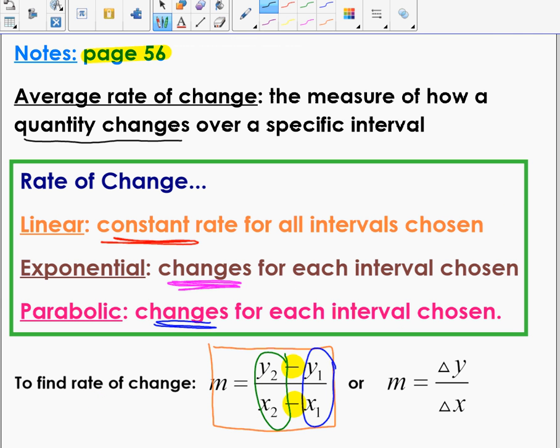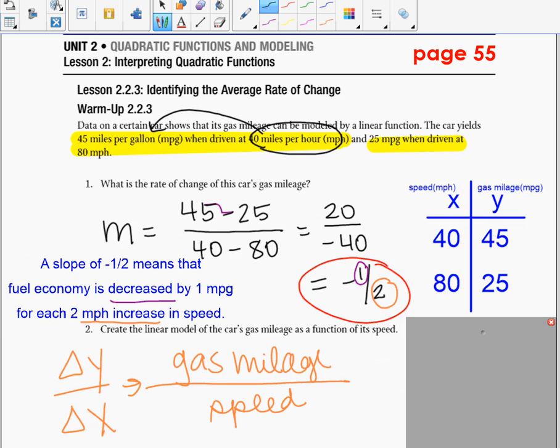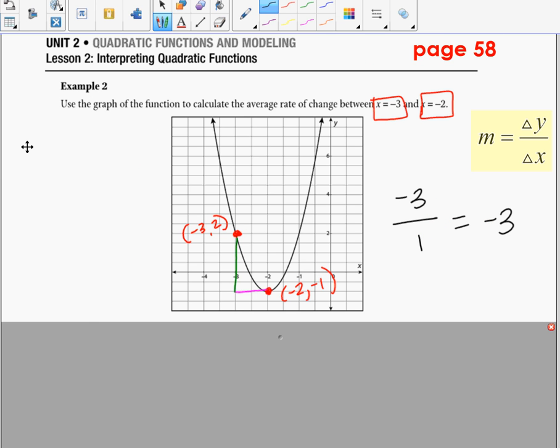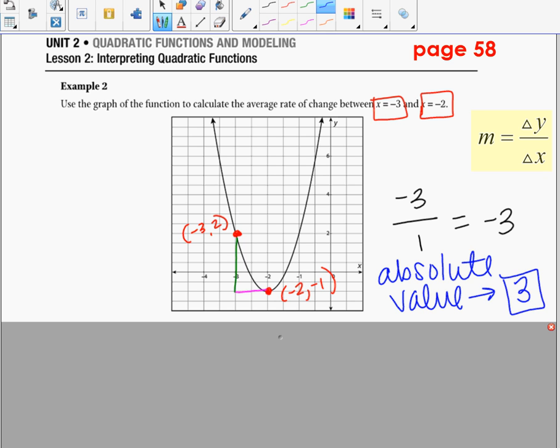But if you remember from our definitions, it says the measure of how a quantity changes over a specific interval. So when we're looking at average rate of change, we're actually looking at absolute value. So the rate of change from x equals negative 3 to x equals negative 2 is going to be 3. Okay, so you calculate it as negative 3, and you want to think of it as absolute value. So our average rate of change is going to be 3 here.